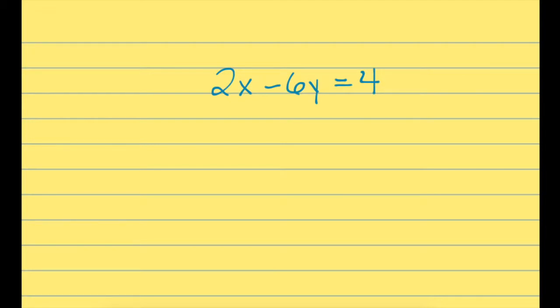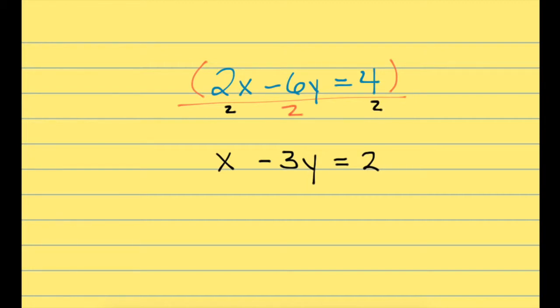So in this case, each of these numbers is divisible by 2. So what I can do is divide the whole equation by 2. That's equivalent to dividing the 2x by 2, dividing the 6y by 2, and dividing the 4 by 2. 2x divided by 2 is x. Negative 6y divided by 2 is negative 3y. And 4 divided by 2 is 2. So that is one equivalent equation.